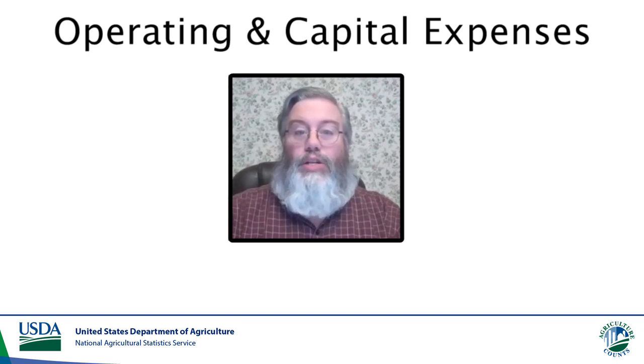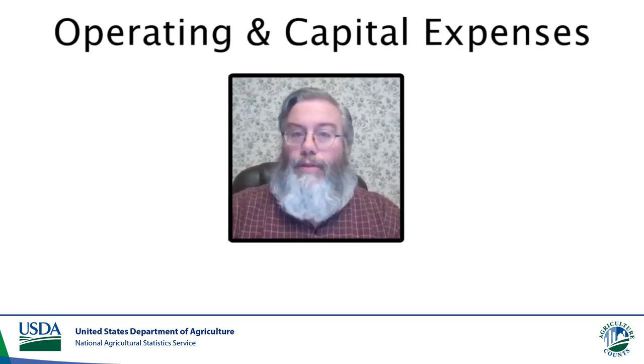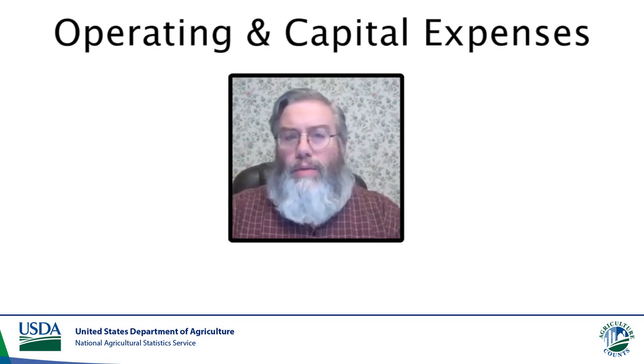In this presentation, I want to spend some time talking about Section H of the ARMS 3 questionnaire, which covers operating and capital expenditures for the farm or ranch operation. Now, my focus here is going to be on the cost and returns report, also known as the CRR or version 1 of the ARMS 3 report.